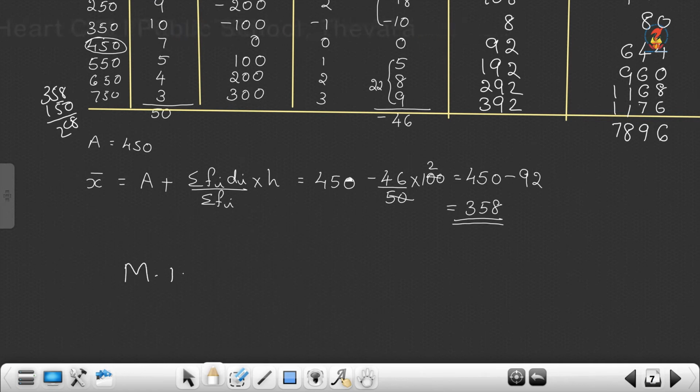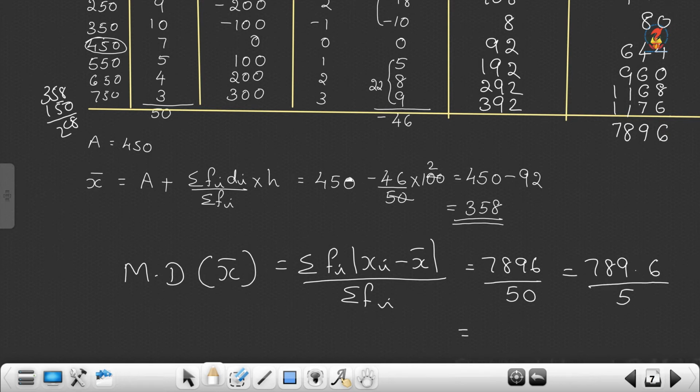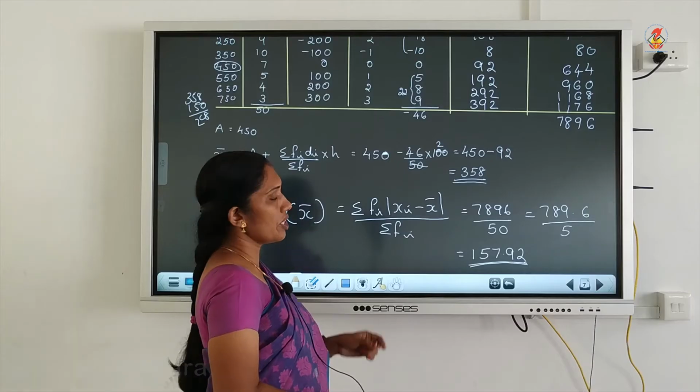So mean deviation about mean x bar is equal to sigma fi into modulus xi minus x bar by sigma fi. That's equal to 7896 by 50. Or I can write 789.6 by 5. Now you divide. 7 1, 28 5, then 39. Okay, 39 means 35, then 46. 46 is 9, then 2. So 157.92, that is the answer, mean deviation about mean.